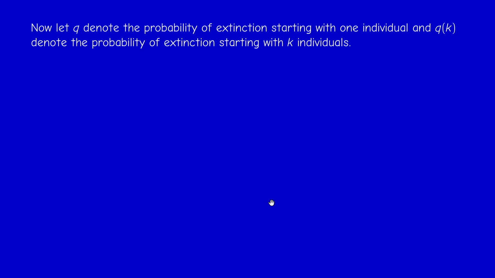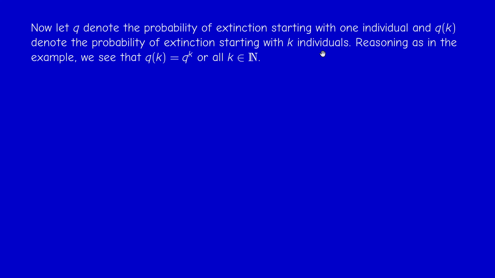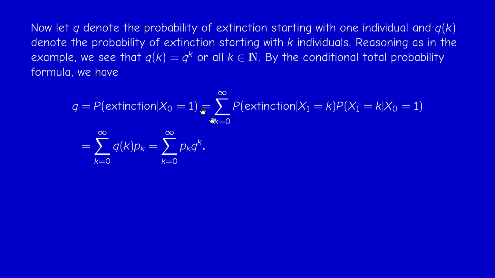So we reason as in the riddle. My unknown probability I denote by Q, and Q of k is the probability of extinction starting from k individuals. So as before, Q of k is just by independence Q times itself k times. And I do the same reasoning that I did in the riddle.